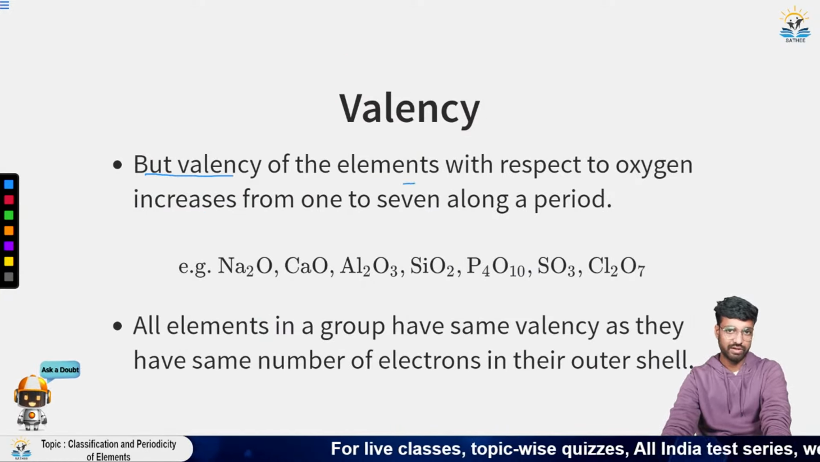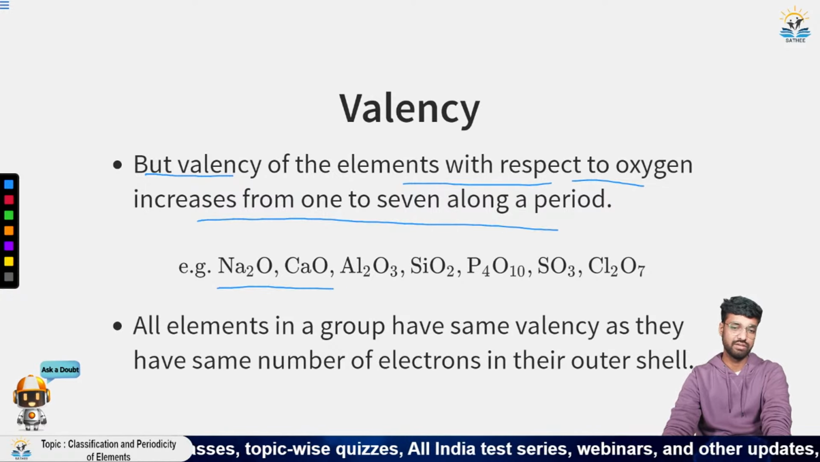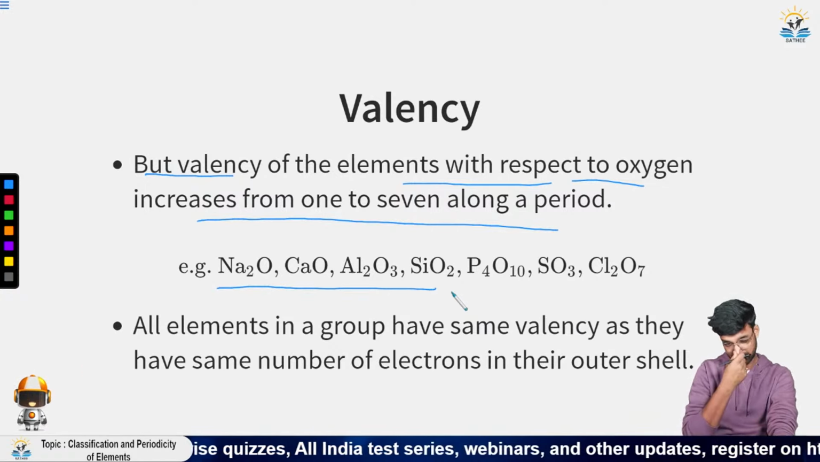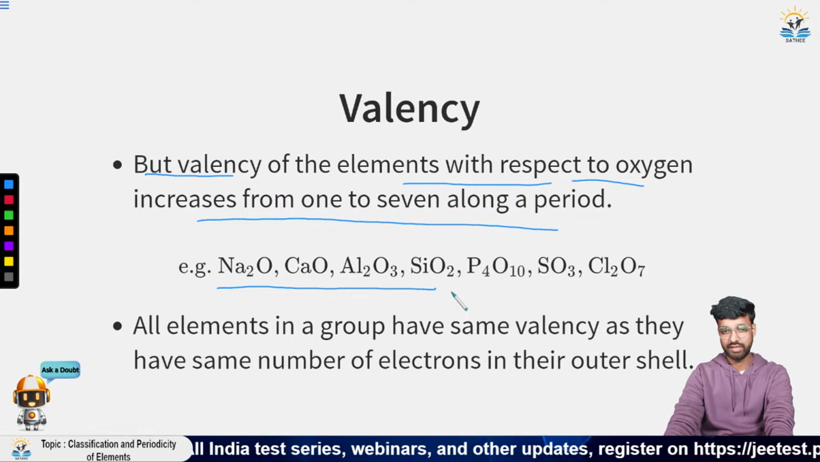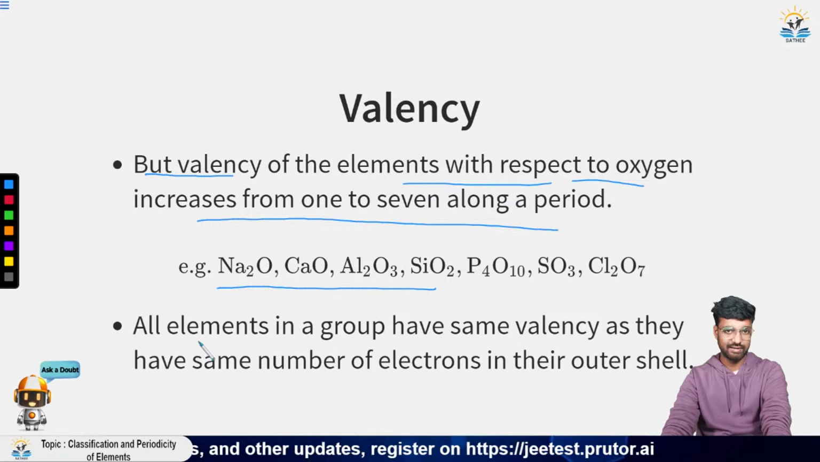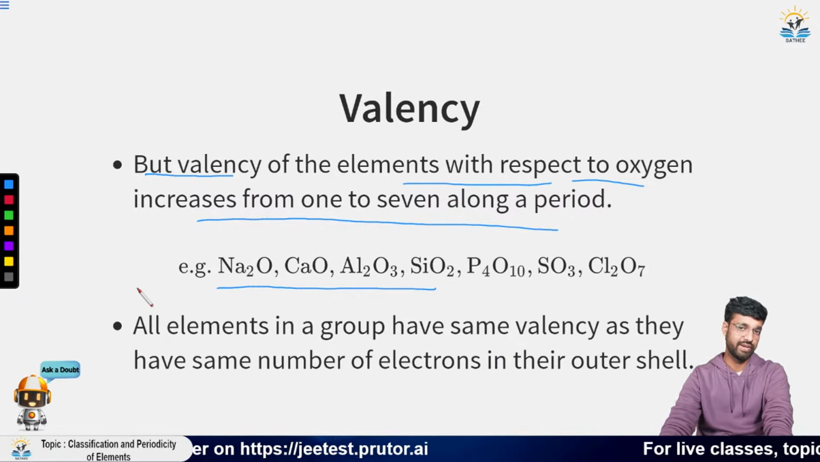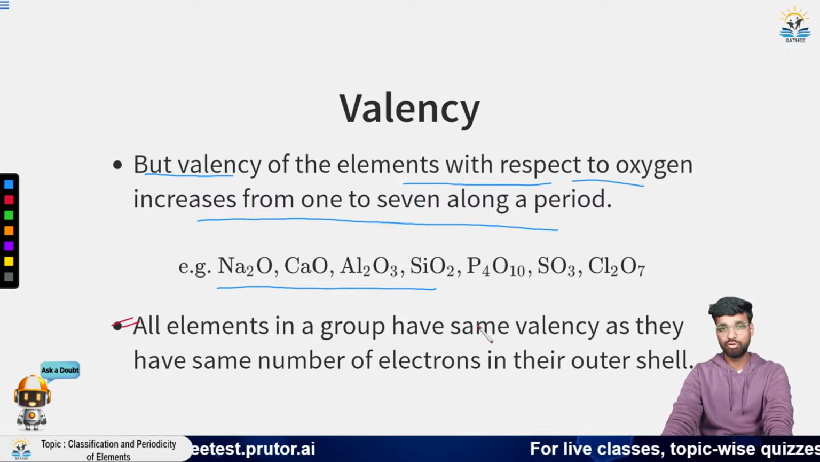But valency of the element with respect to oxygen increases from 1 to 7 along a period. So I'm just passing over this slide, just look at it. The main thing is in the later slides. All elements in a group have the same valency. Yeah, this is an important point that should be made: all elements in a group have the same valency.